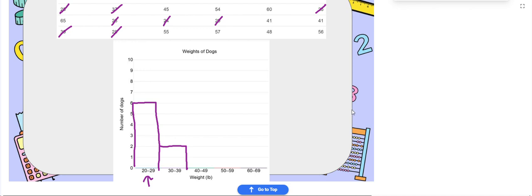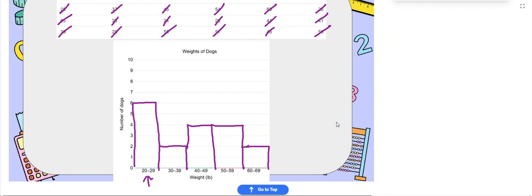Okay. Unpause. So 40s here, I have 1, 2, 3, 4. So I'm going to go up to 4 here for the 40s. 50s, 1, 2, 3, 4. And then 60s, I have 1, 2. Okay, there we go.